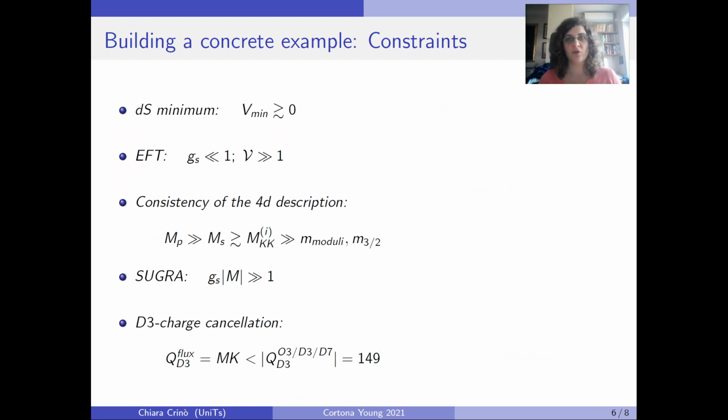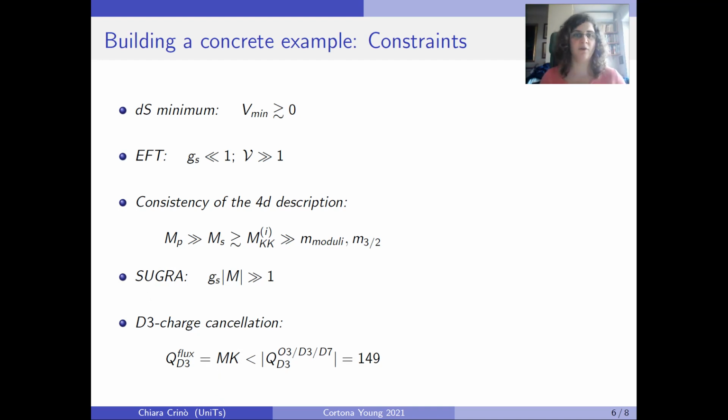Our purpose was to construct an explicit example in this framework, and the main difficulty we had to face is the presence of a lot of constraints that we need to impose in order to have a consistent theory, and that are often in tension with one another. Here I listed the main ones that regard, of course, the presence of a de Sitter minimum, but also the control over all our approximations, that is the effective field theory, the 4-dimensional low-energy description, and the supergravity description, and the D3-charge cancellation that imposes quite a strong constraint on the value of the product of the fluxes that we need to turn on in order to stabilize the complex structure modulus of the warped throat.